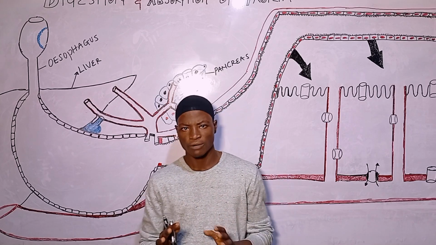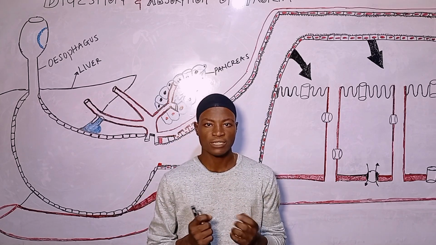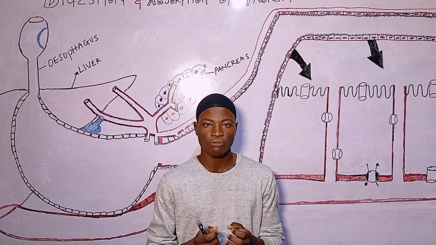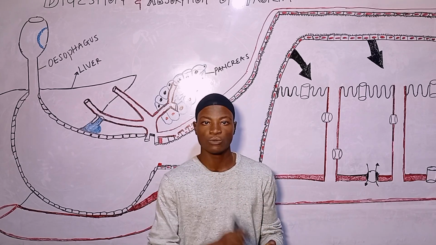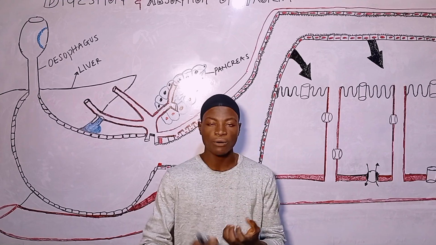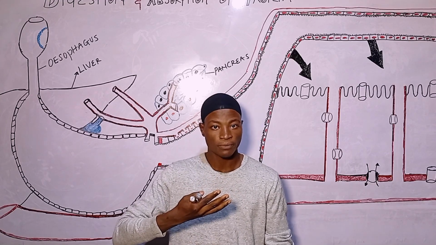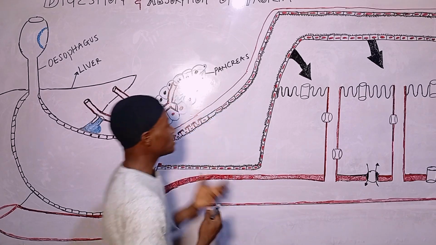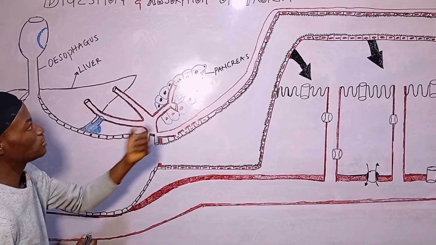Now, when it comes to absorption of molecules, we are basically talking about the rate, or let me say, the availability of the simpler form of this molecule in the systemic circulation. That is how the body absorbs this simpler form of the molecule, right? So in this video, I'll be talking about the digestion and absorption of protein.